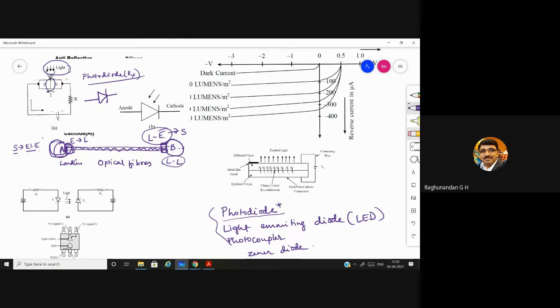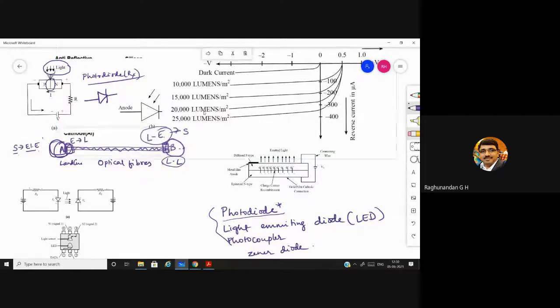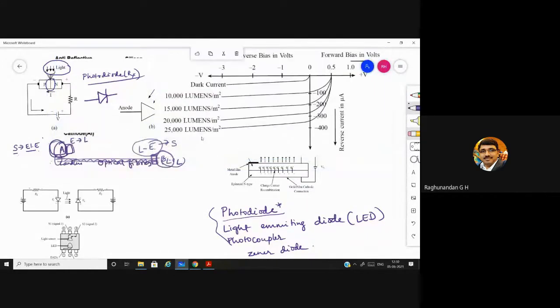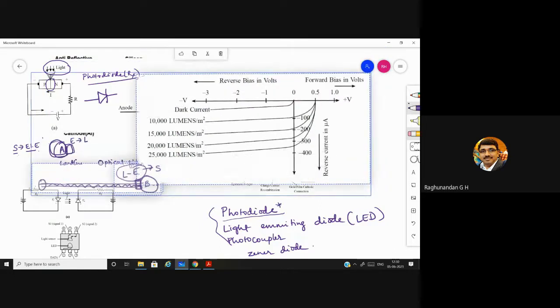In an LED, we just do the reverse of it, where the arrow mark is shown outward, because the LED is going to give out light. That's why. Okay, so this could be explained using the VI characteristics graph. You can observe that we are mainly concentrating on the reverse bias condition.